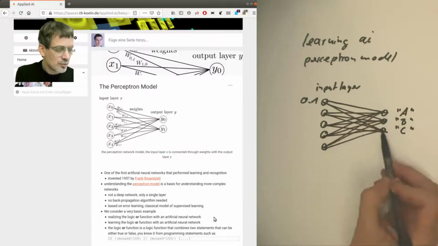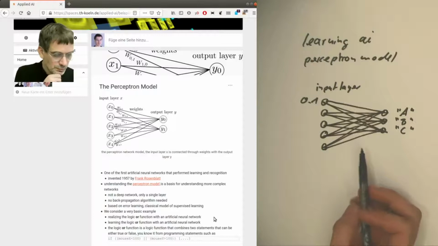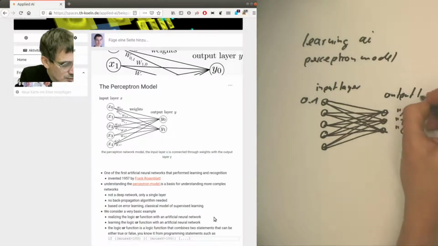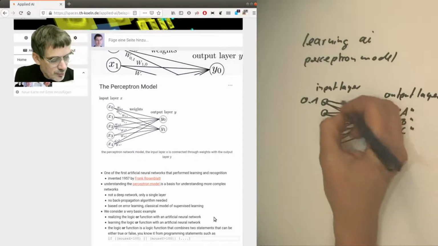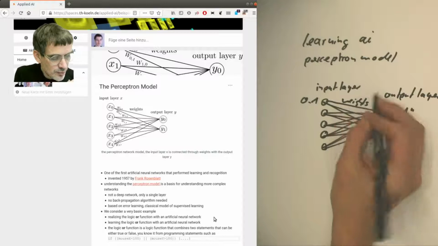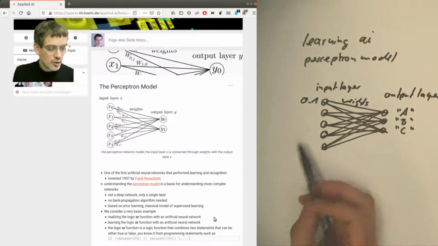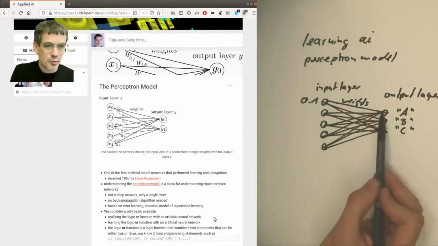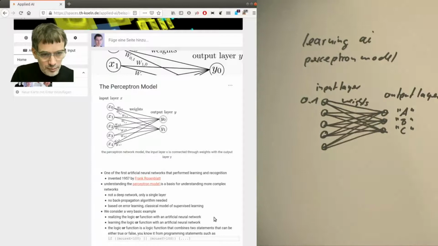So this is how the network looks. This is the output layer. And in between we have what are called the weights. The weights determine how strongly a node from the input layer affects a node in the output layer. So this is the basic setup we will be looking at this morning.